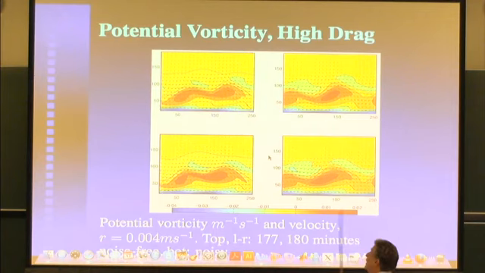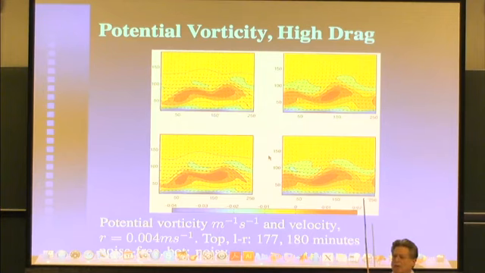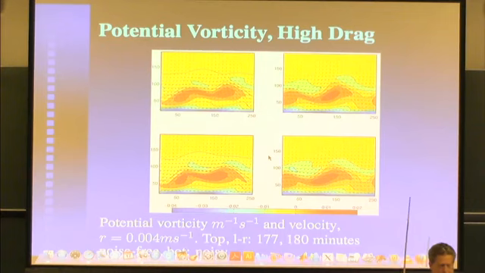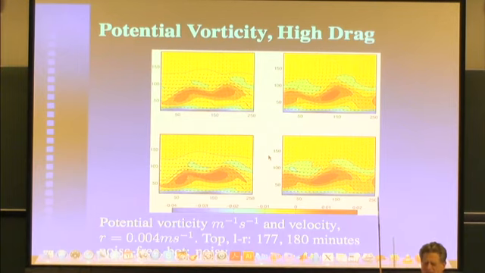In the high drag case, this is a map of potential vorticity. The little arrows are the velocity. Potential vorticity is exactly that thing that was called Q in the last lecture. In this case, because we're at scales too small to take into account the rotation of the Earth, potential vorticity is the quotient of the vorticity and the depth.